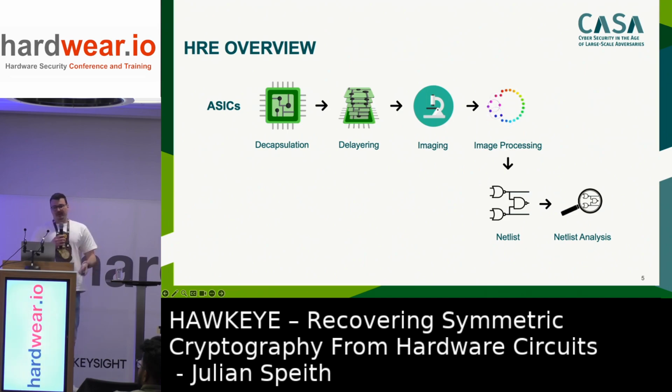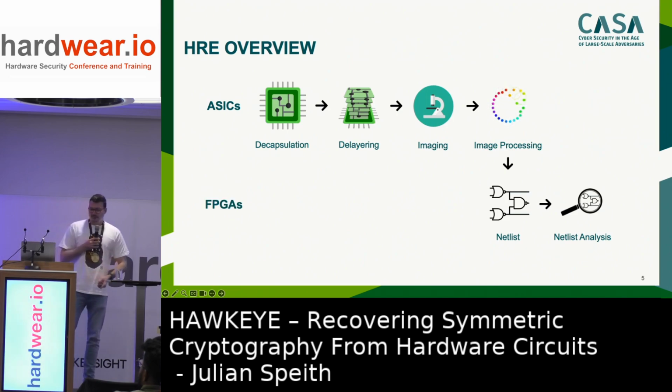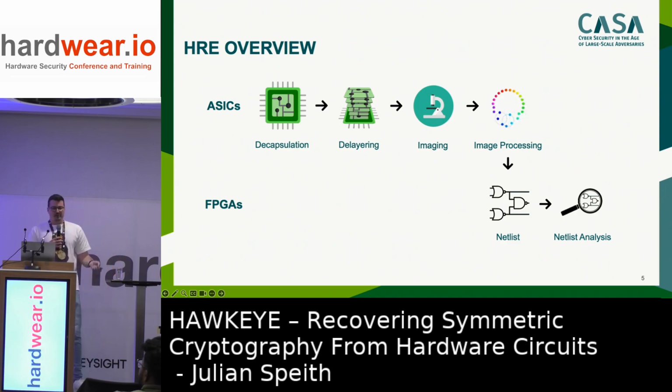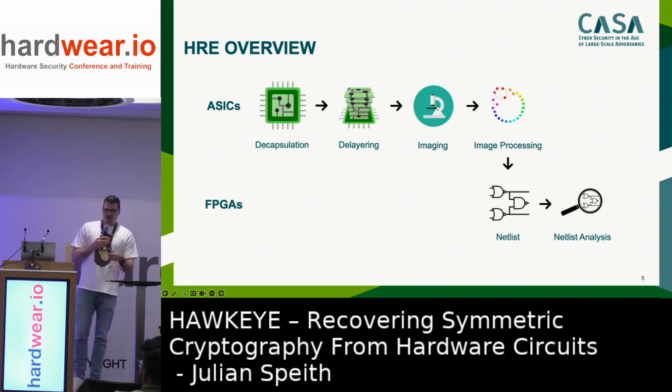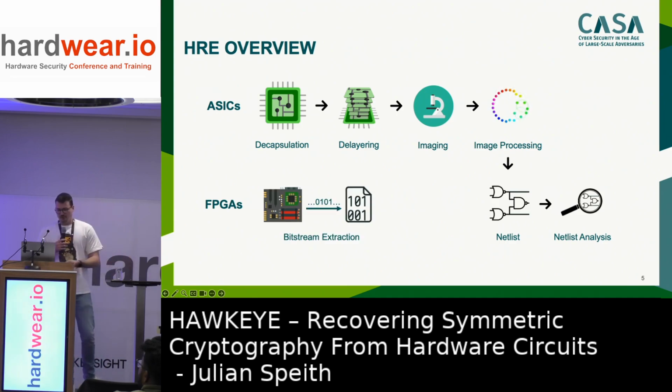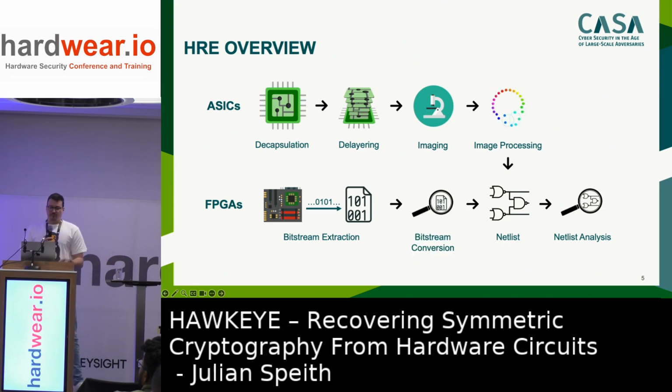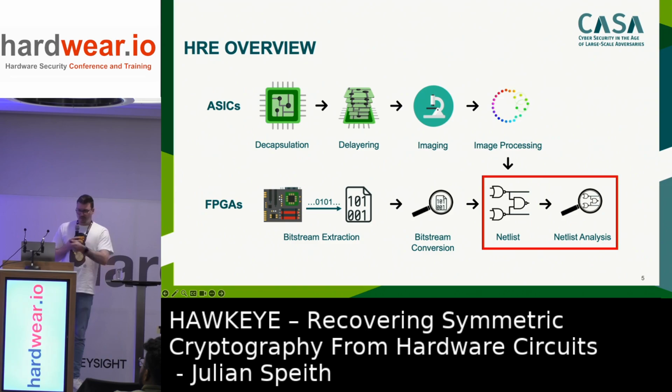And then if you've got the netlist, you can start with analyzing the actual netlist. For FPGAs, this is a little bit simpler, and this is why our group usually goes for FPGAs. You just need to find the bitstream somewhere that configures the FPGA. You need to understand the bitstream, and then you can convert bitstream to netlist and again start working on the netlist. Hawkeye operates only on the netlist, so we don't do the other stuff. We ignore the complex technical stuff and start with the fun stuff.